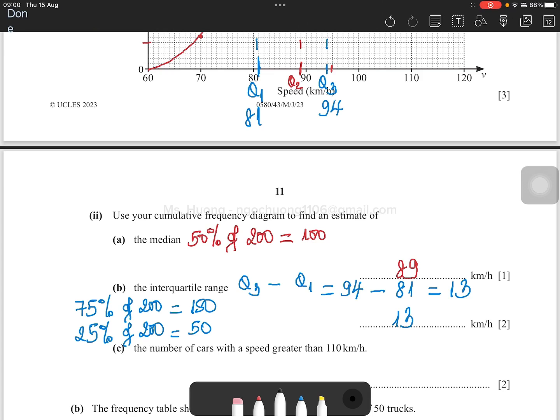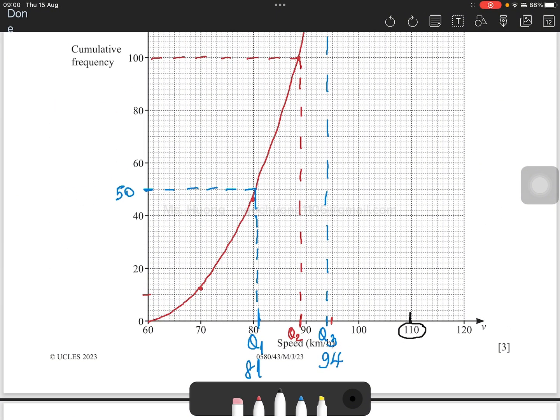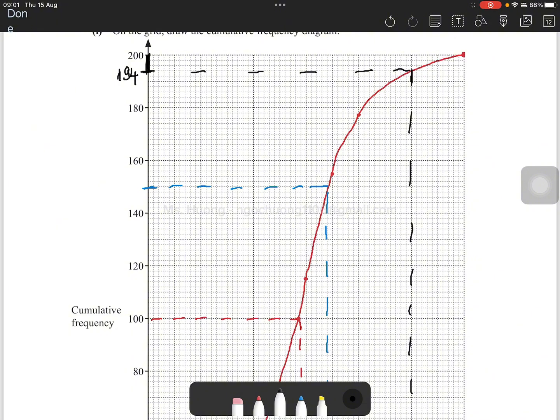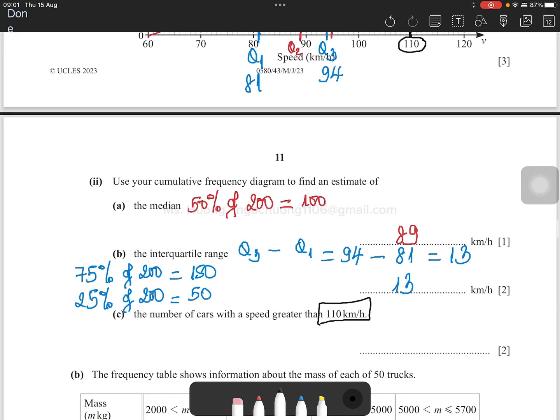C. Find the number of cars with a speed greater than 110 kilometers per hour. So we'll start from 110 kilometers per hour here. Then we move up until we touch the graph. At this point, we need to move to the left. And this value is 194. So to find the number of cars, you subtract 194 from 200 equals 6 cars. So the answer for question C is 6 cars.